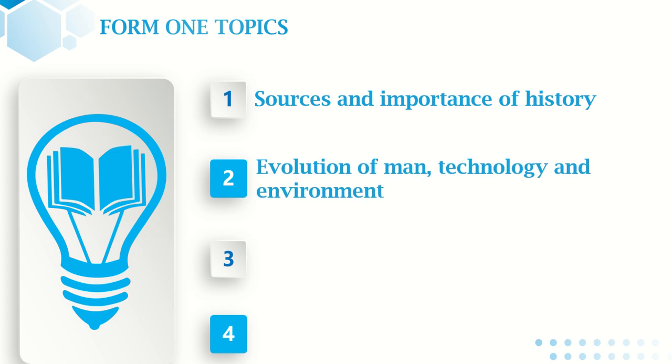Topic number 2, as a Form 1, you learn evolution of man, technology, and the environment. In this topic, you will cover the beginning of human life or cradle of mankind. That is how humans evolved from simple to complex, supported by 2 theories, the theory of creation and the theory of evolution of man.